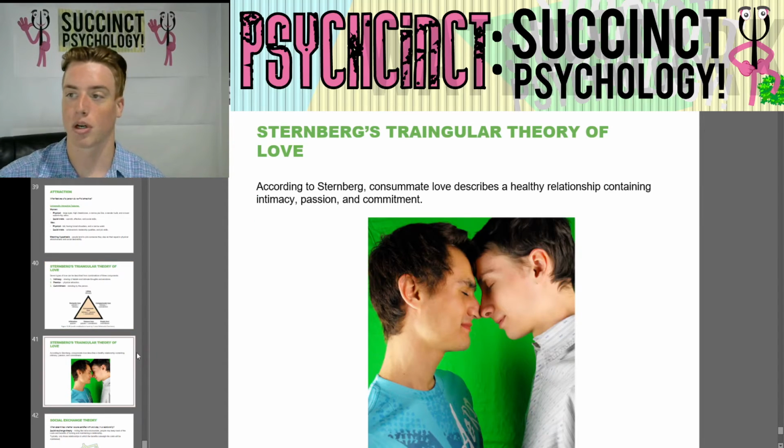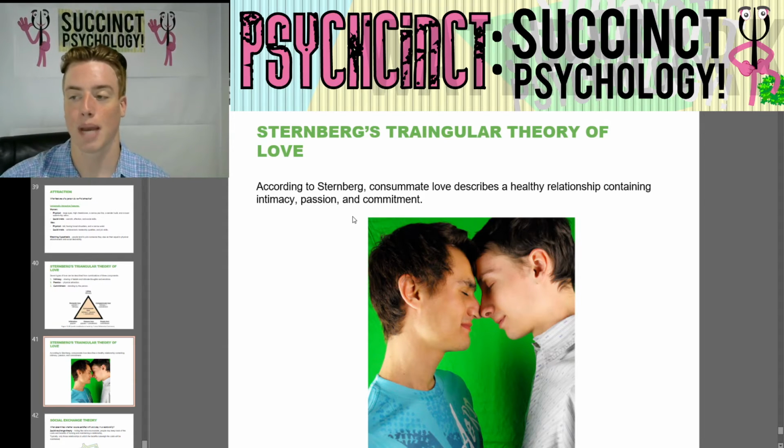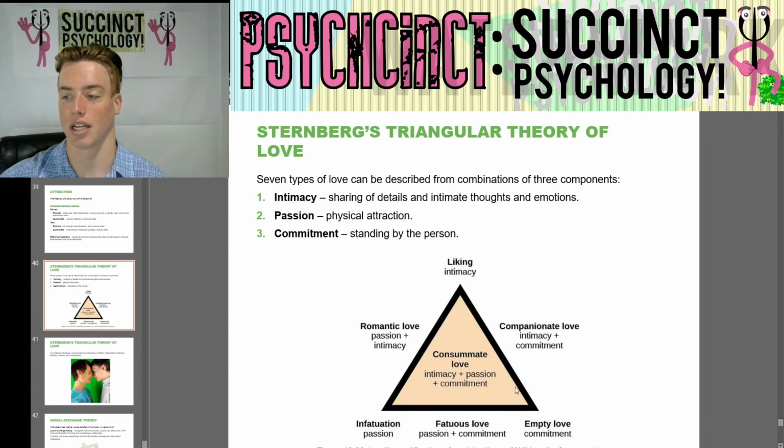So, Sternberg's triangular theory of love. According to Sternberg, consummate love describes a healthy relationship containing intimacy, passion, and commitment. Again, right here, it's healthy, it's got all three, not just intimacy, not just commitment, and not just passion. Just having one isn't so good.